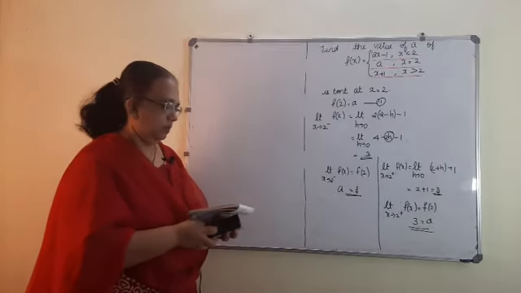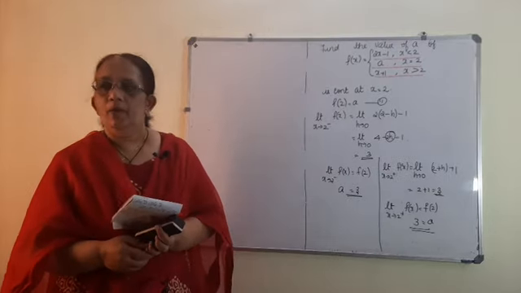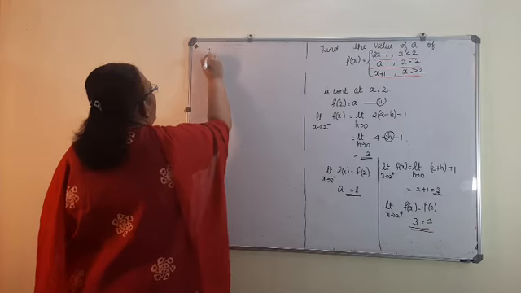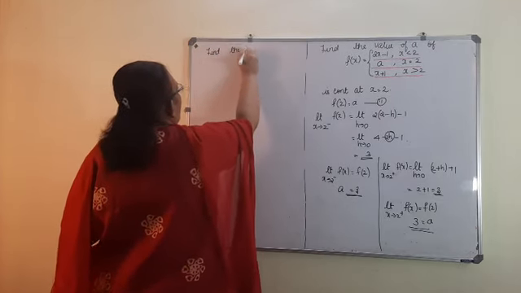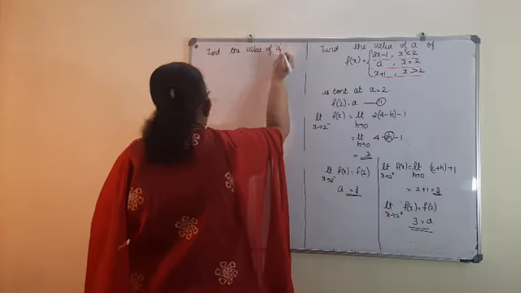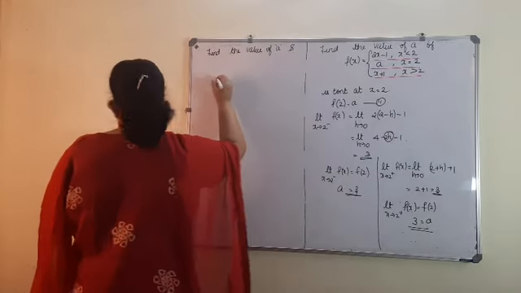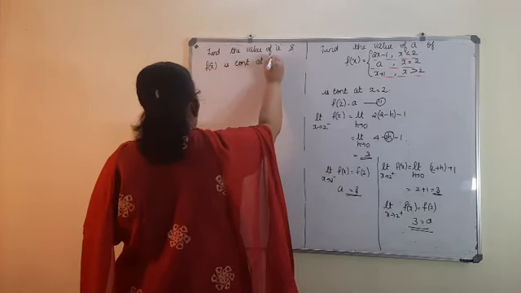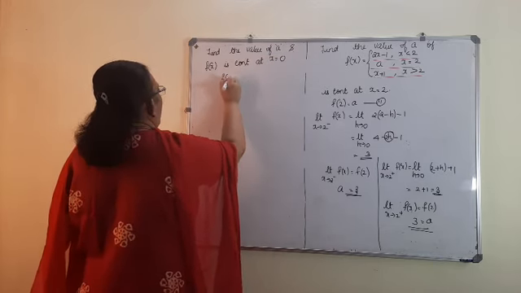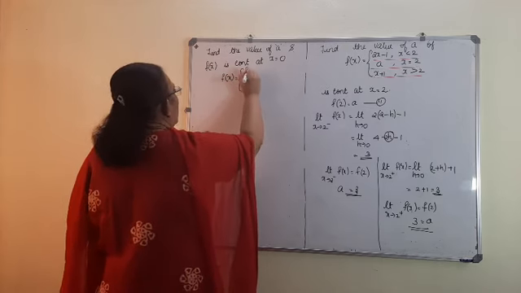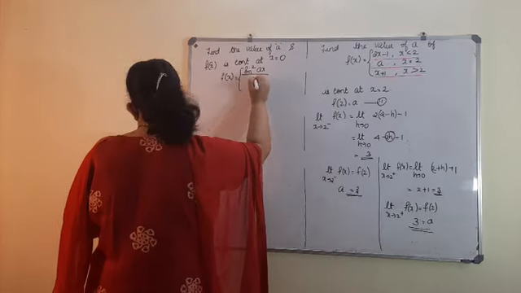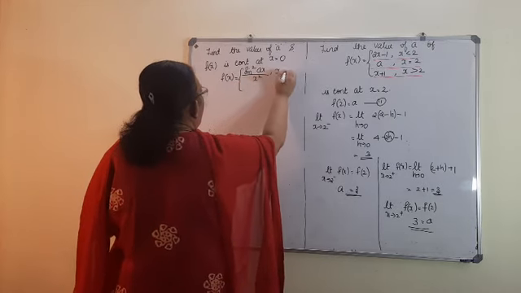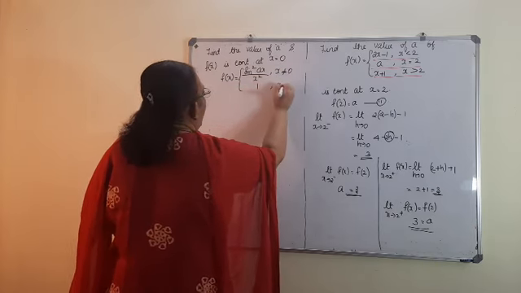Next one. Find the value of A such that f of x is continuous at x equal to 0. f of x is equal to sine squared ax divided by x squared for x not equal to 0, and equal to 1 for x equal to 0. Find the value of A.